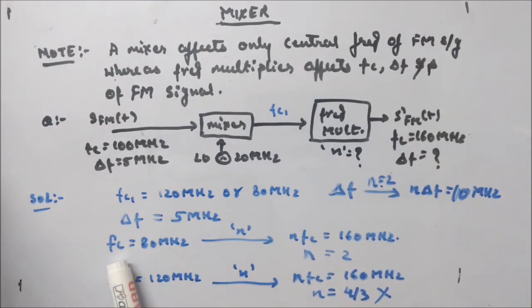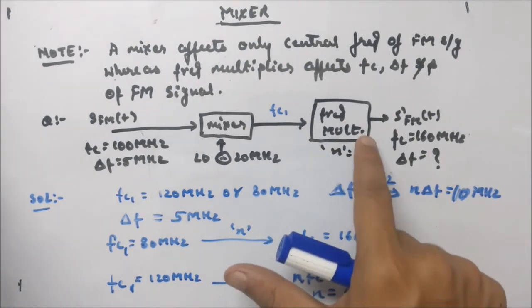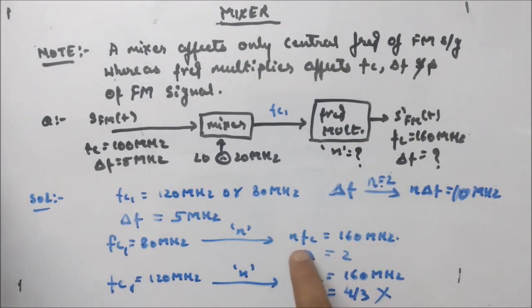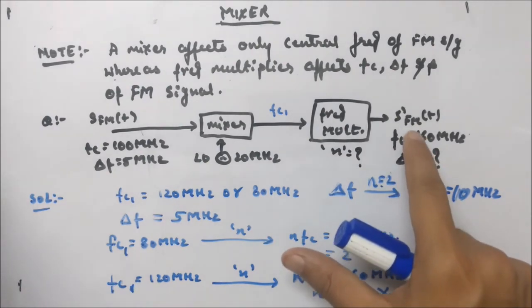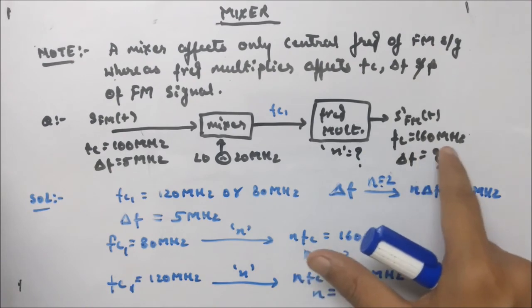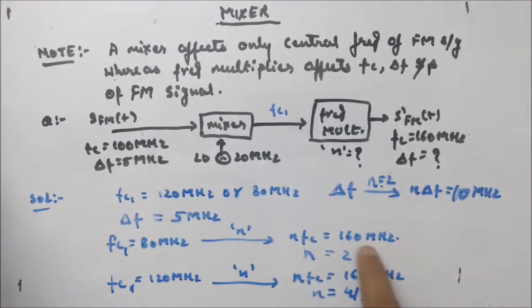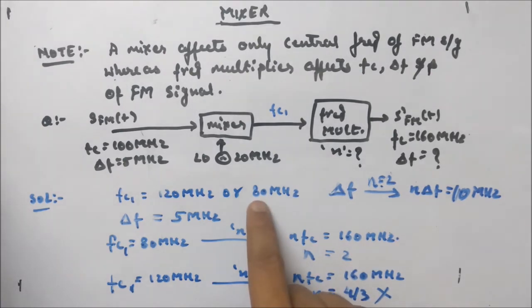So if fc1 is 80 MHz, what will happen when it passes through a frequency multiplier? At the output you will have nfc, and your output s(t) fc is given as 160 MHz. So that is why we can equate it to 160 MHz, and fc you know is 80 MHz. So n will come out to be 2 here. Now this is when you take fc1 equal to 80 MHz.